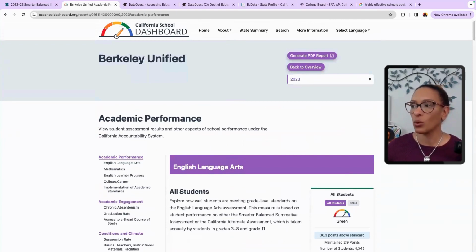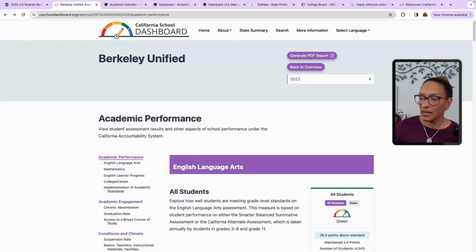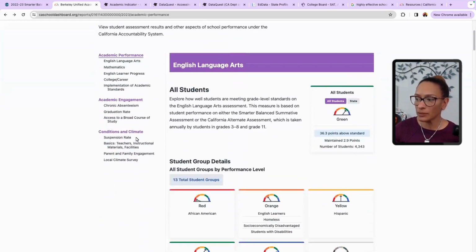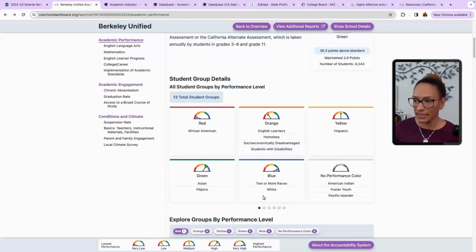And it tells you some good data, like 47.6 points below standard. And some of you are like, well, what does that mean? So I'm going to show you a PDF to kind of explain what that means. So the idea of what are we going to do, it says 36.3 points above standard. And then some of these are below standard.